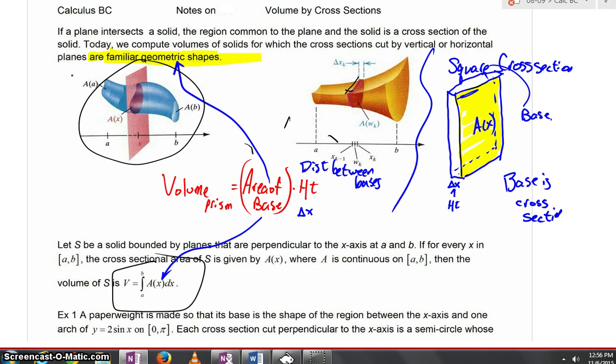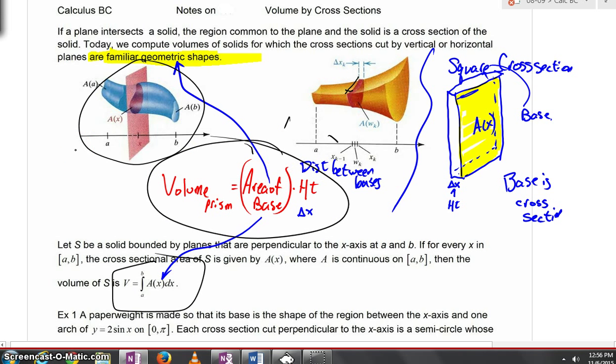Way back in the good old days of geometry, you learned that the volume of a prism would be the area of the base multiplied by the height. And the height, we could correctly name, is the distance between those two bases. So the height in this case would be going left to right, and that height would be delta x.